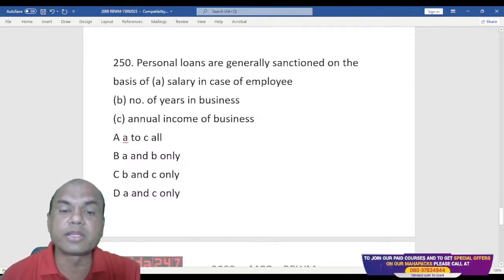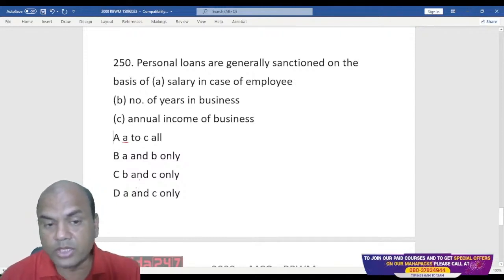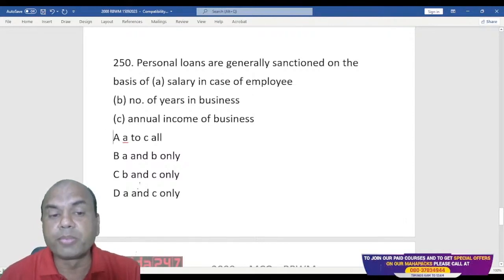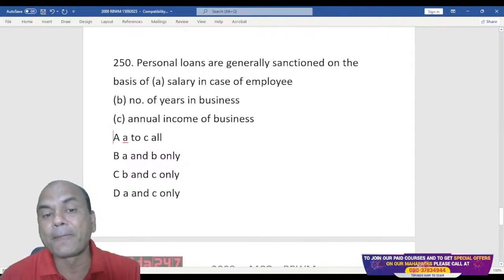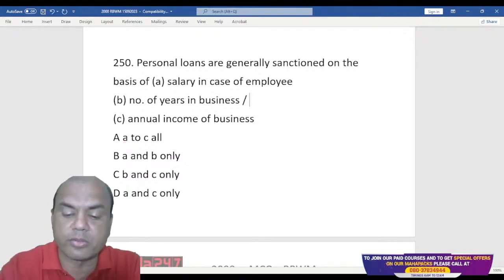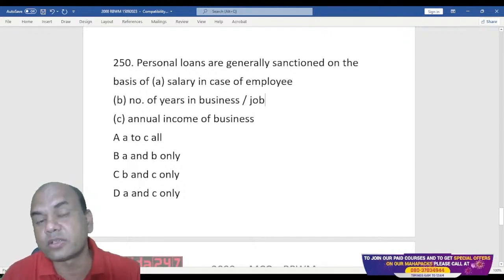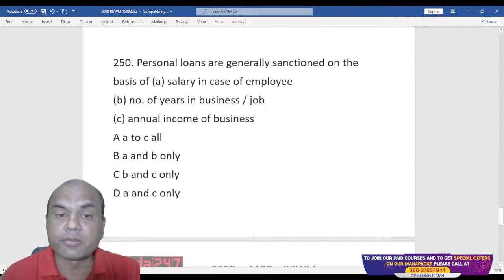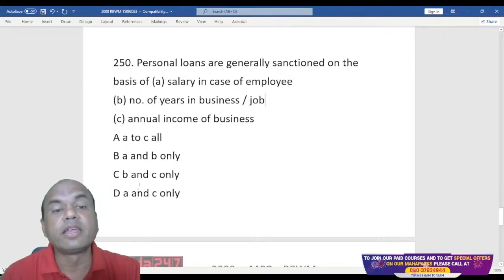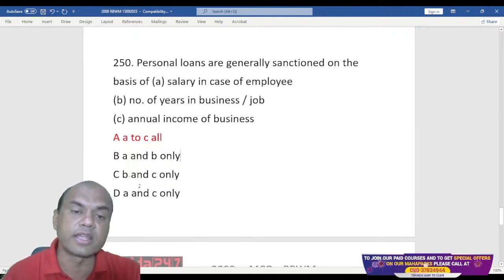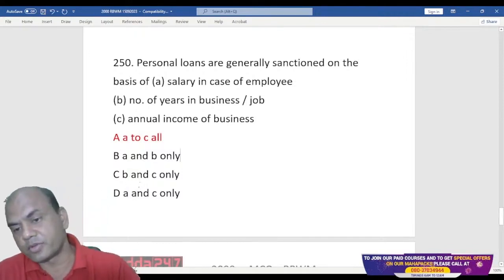Annual income in case of businesses, that is also a point. So if I am giving a loan to any person, the number of years in business and annual income, B and C, will be checked in case of a business person, but in case of an employee also nowadays we check how many years in the job, because both things are important. Even for the salaried employee, if the job is of temporary nature, then what? So A, B and C all. A to C all is the answer: personal loans are generally sanctioned on the basis of all three, salary, number of years and annual income. Got it? Next one.